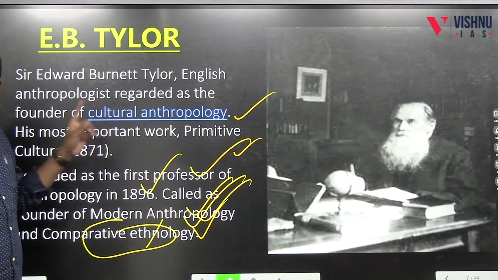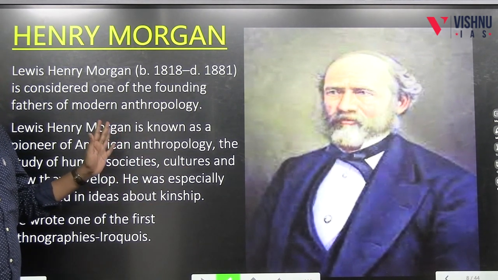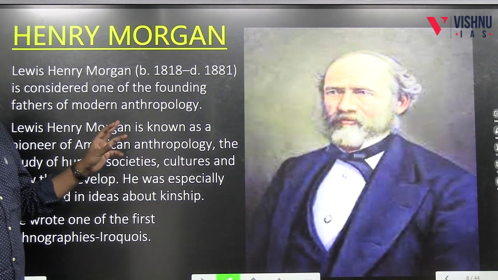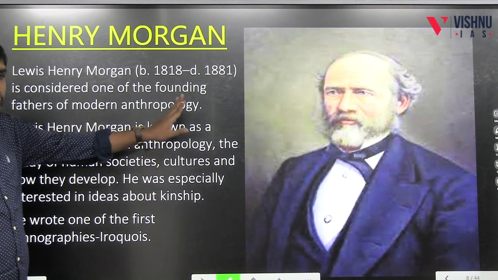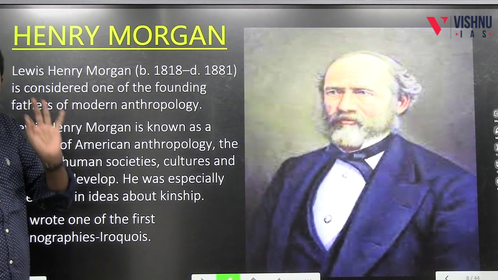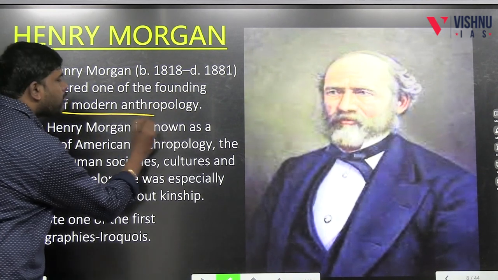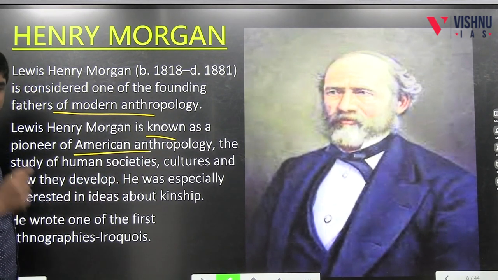Henry Morgan. So, he is a British anthropologist, he is an American anthropologist. Henry Morgan, how to remember? There is a very famous company called J.P. Morgan. The J.P. Morgan company is of America. So, Henry Morgan is from America. American anthropologist. Founding father of modern anthropology. He is known as the pioneer of American anthropology. The first anthropologist from America is Henry Morgan.